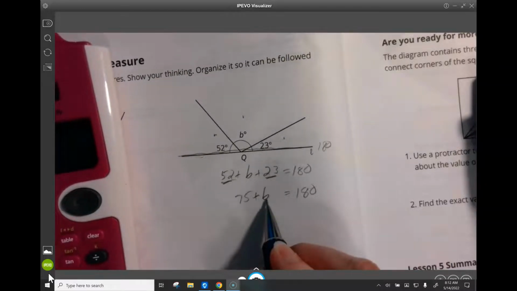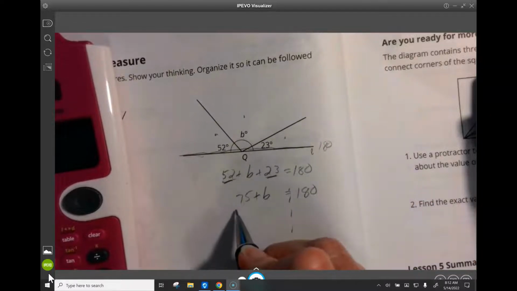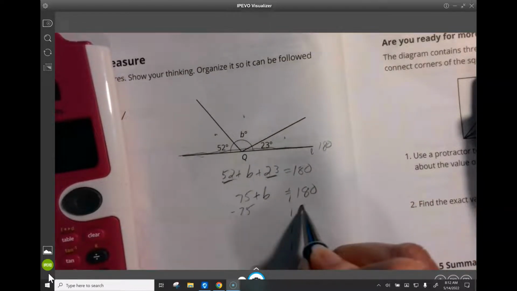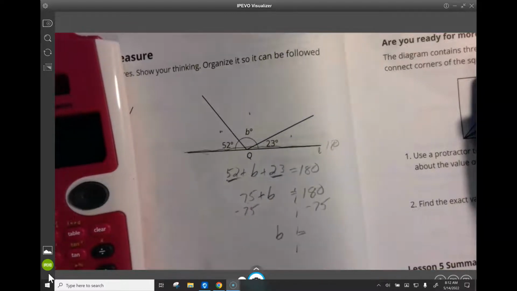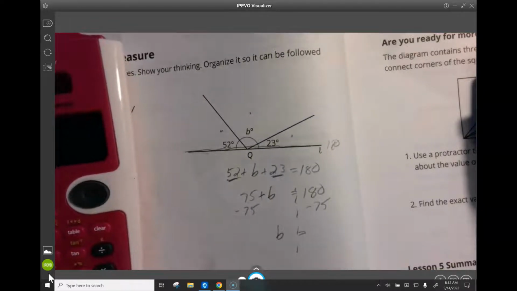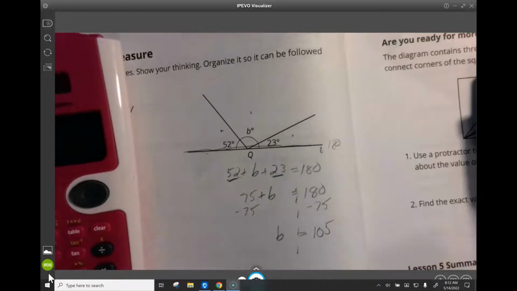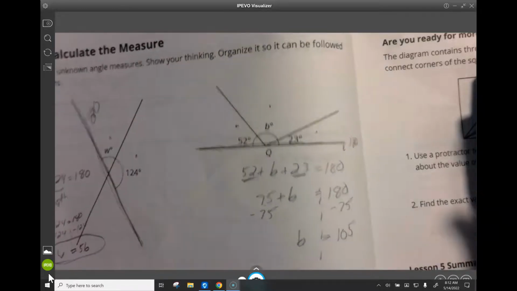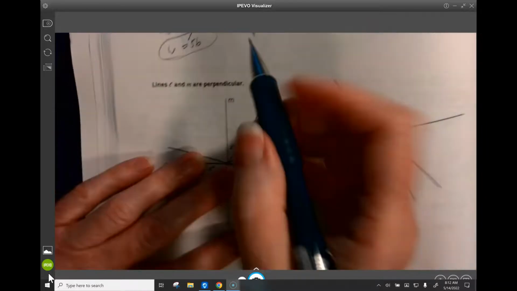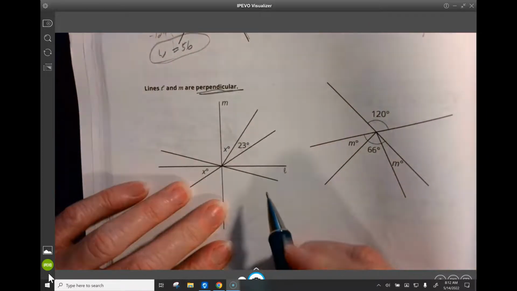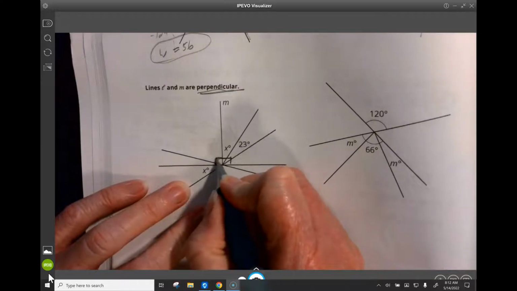Okay, I'm solving for B. So I'm going to get rid of the 75. I have a positive, so I'm going to subtract 75. B is equal to, is that 105? I'm going to use my calculator. Yay! I actually can subtract 105. Good. Okay. Yay, we don't have to assume in this picture. It says they're perpendicular. Remember, that means that this is a right angle. So this is a right angle. This is a right angle.